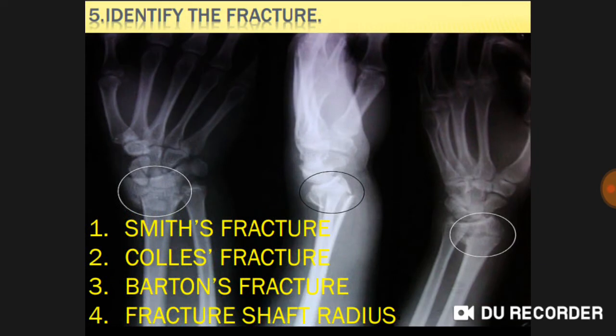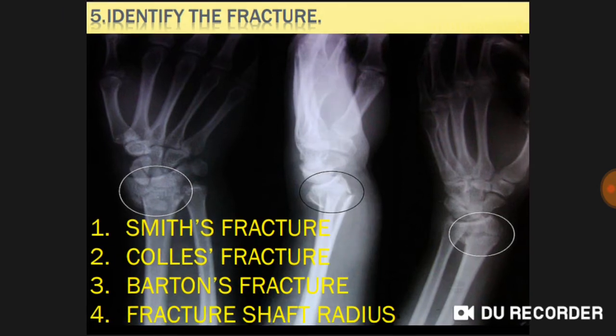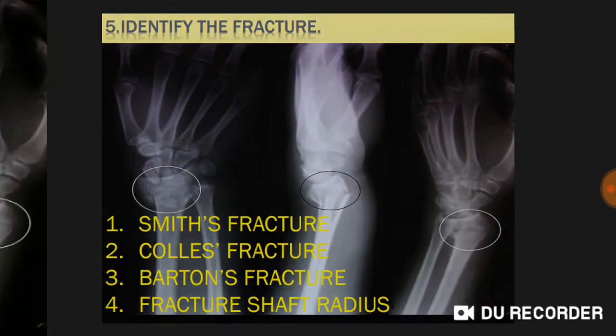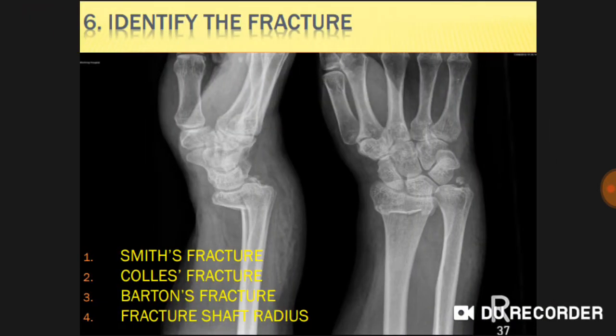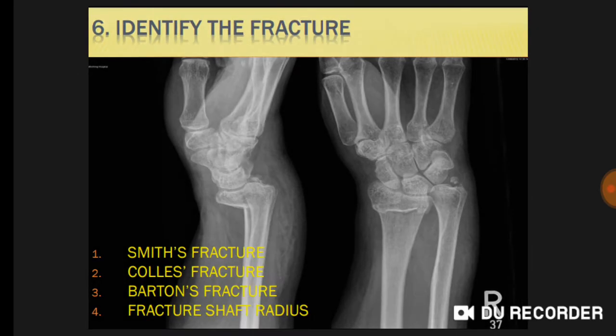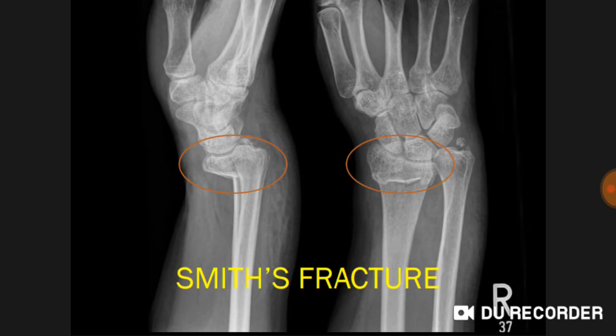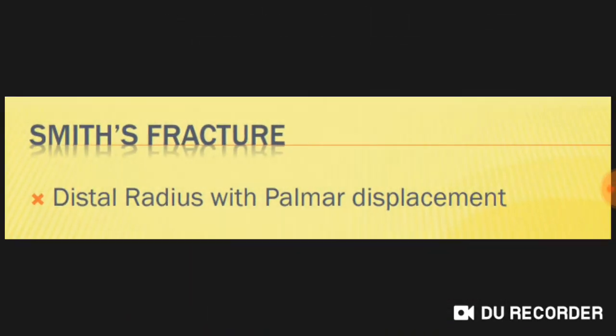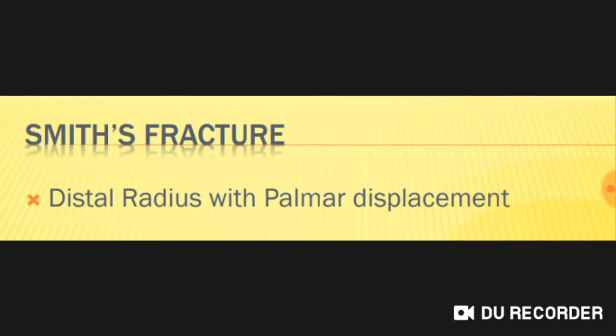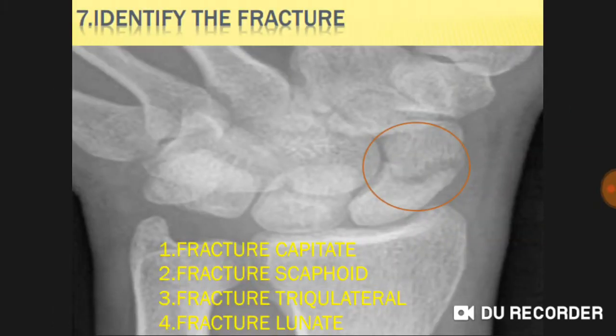Now, identify the fracture. So, this fracture with the circle they indicate, it's Colles' fracture. This is Colles' fracture. Okay. Hope it's clear. Now see what kind of fracture this is. This is Smith's fracture. Smith fracture is the distal radius with palmar displacement. Okay.